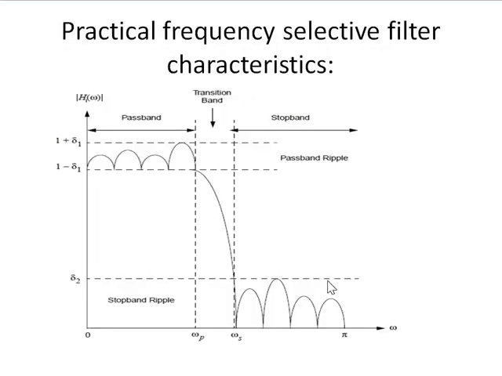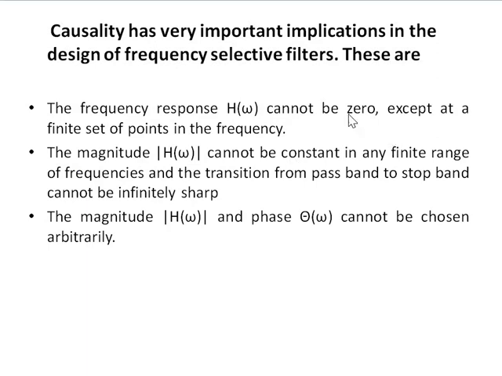That's why we should go to practical frequency selective filter characteristics. These are the practical characteristics of the low pass filter. If you observe here, there is no continuously zero stop band. From the first point, h of omega cannot be zero except at a finite set of points in the frequency.